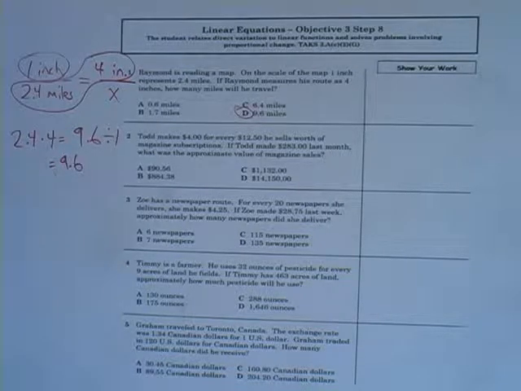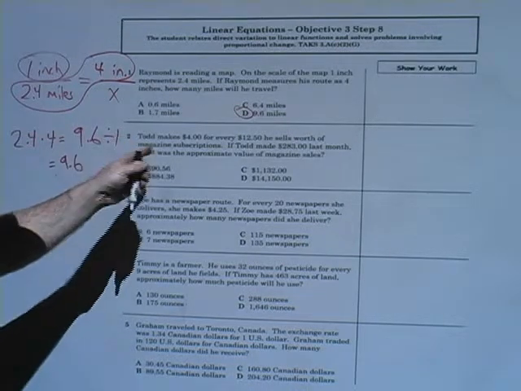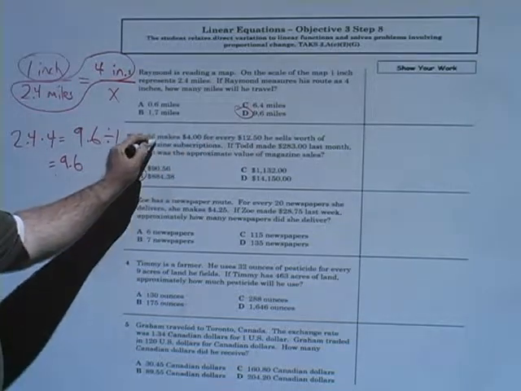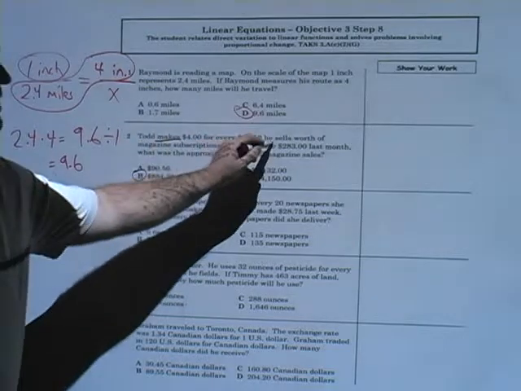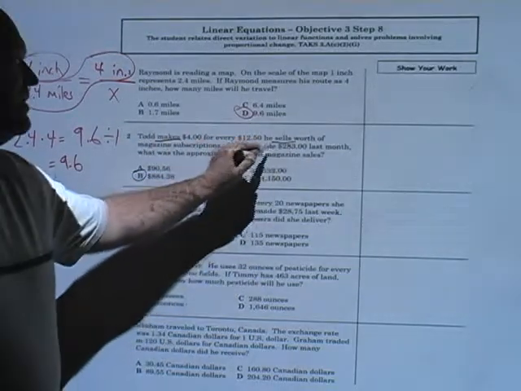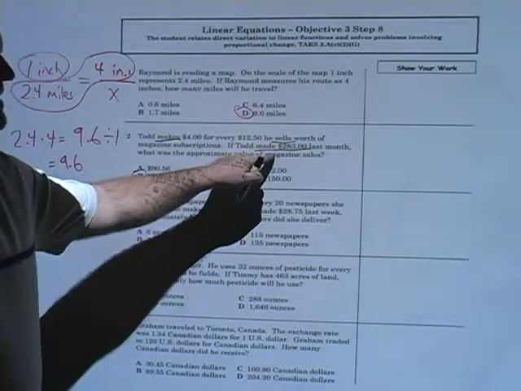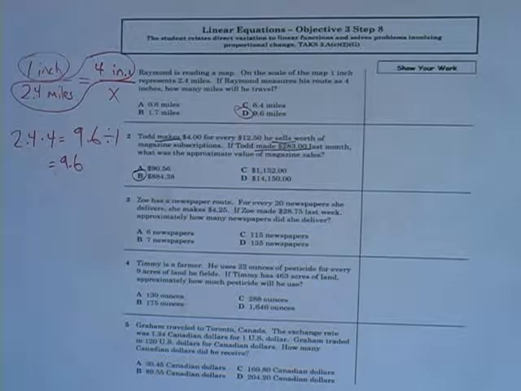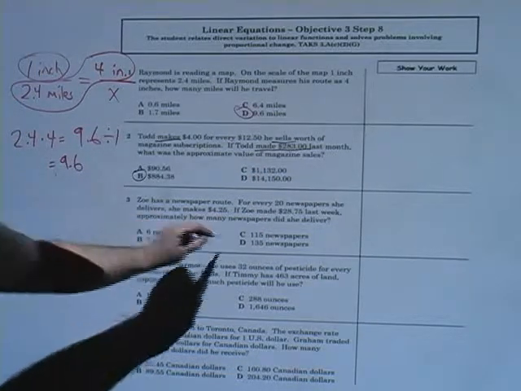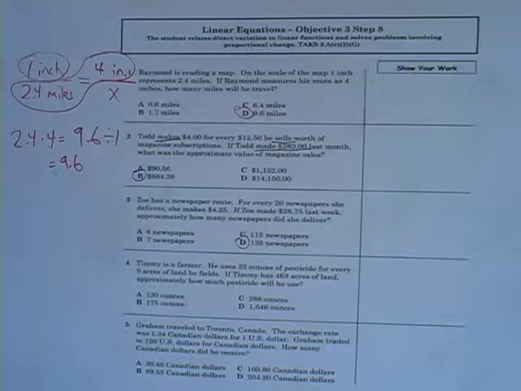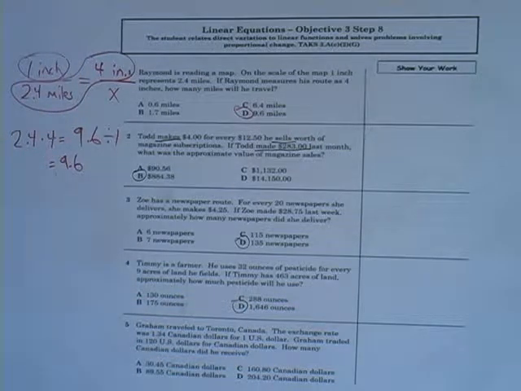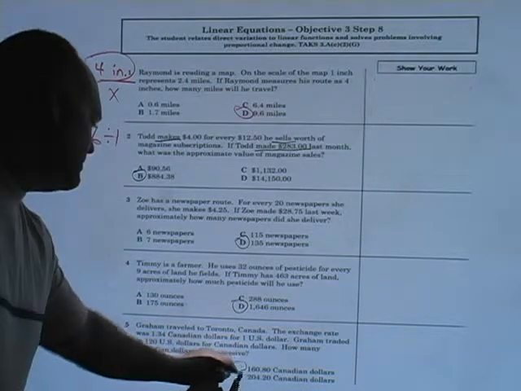Number 2 is B. Make sure on number 2 that you make a distinction between the amount that he makes and the amount that he sells. Down here, this number is the amount that he makes, and you're looking for the amount that he sells. Number 3 is D. Number 4 is D. And number 5 is C.